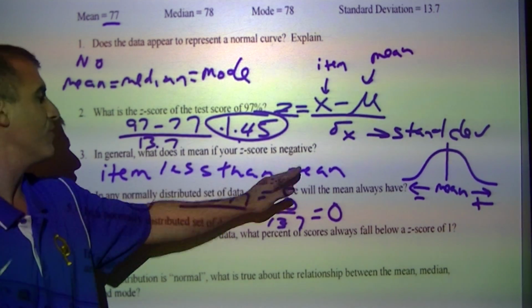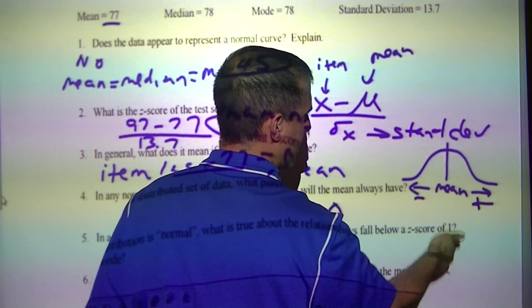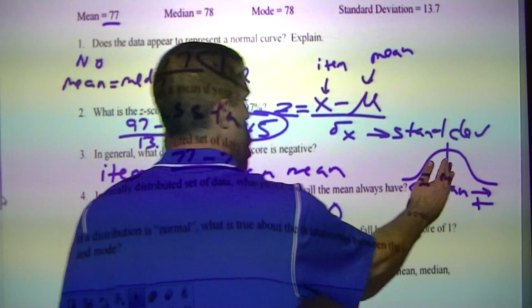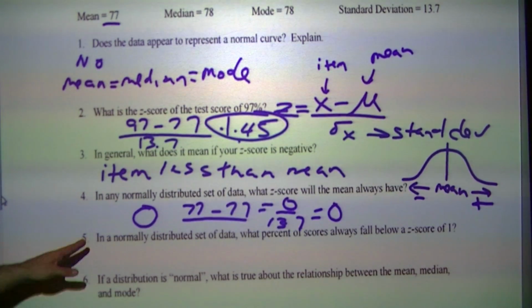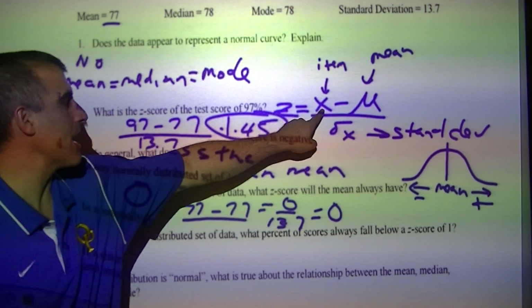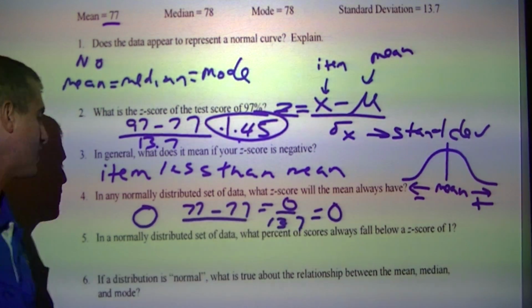In general, what does it mean if your z-score is negative? Here's the idea. In a normal curve, the mean cuts the middle. Greater numbers than the mean are to the right, so the z-score will be greater. To the left, they're going to be less than. What is the z-score of the mean? Well, if the mean is the same as this, if these numbers are the same, like 77 minus 77, that's 0. That's why you get that.